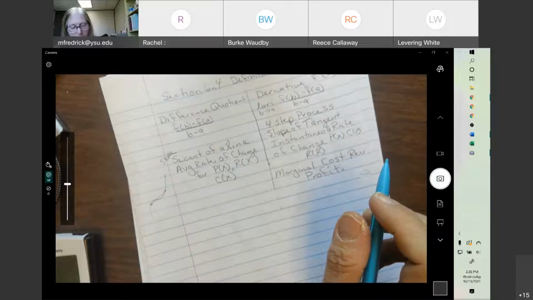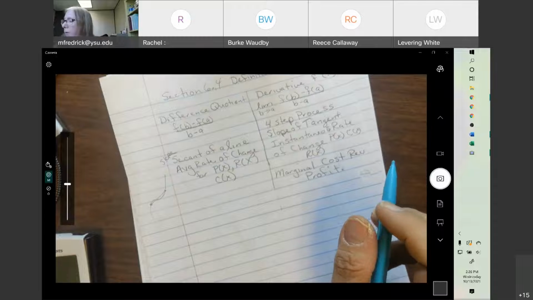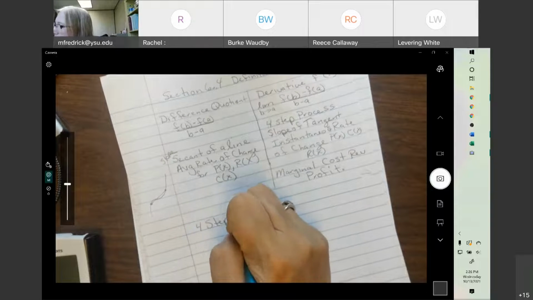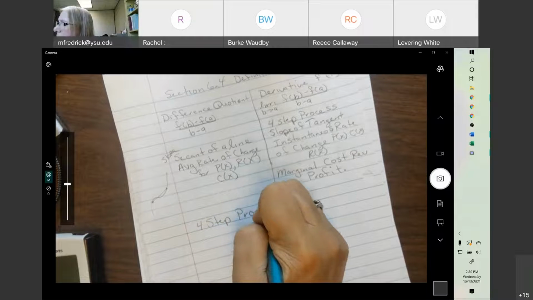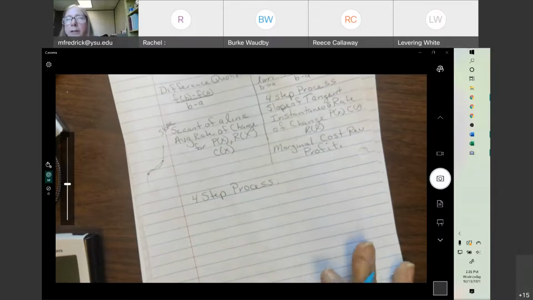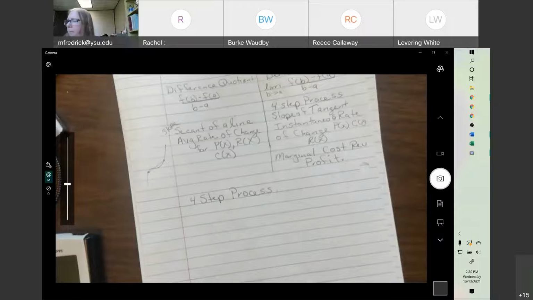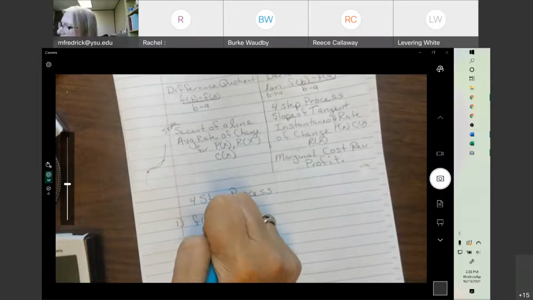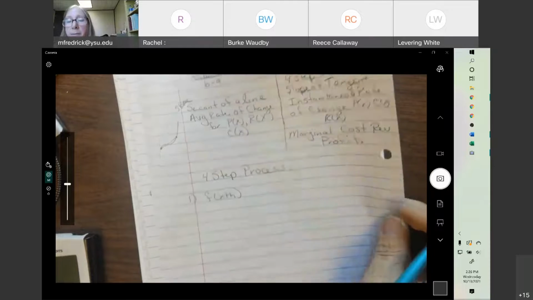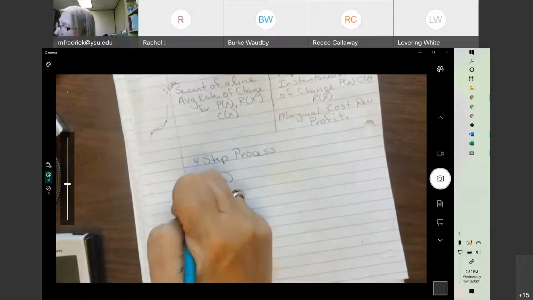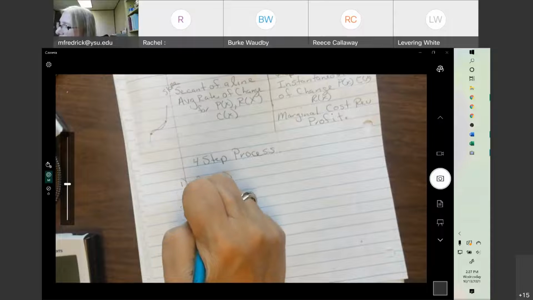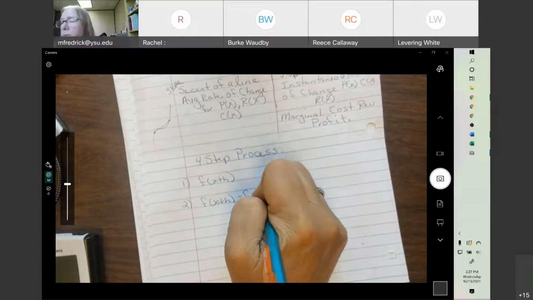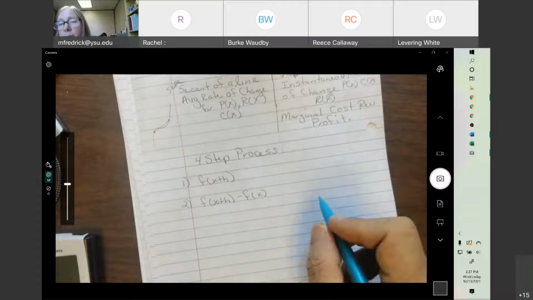Let's try a couple derivatives. Oh, let me give you the 4-step. Now, if you want to do the steps all at once, that's fine, because sometimes you can't even simplify. But the first step is to find f of x plus h. And then if you can simplify, you simplify. The second one is to subtract the original function from f of x plus h, which you just did. And things should cancel.